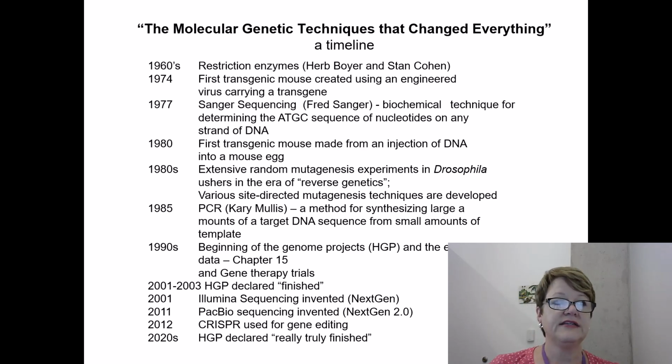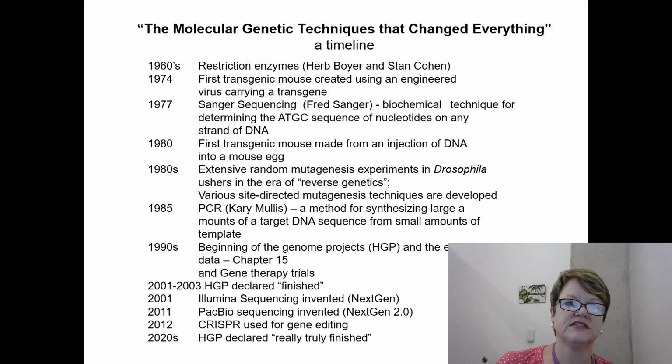In the 1990s, that was the beginning of the genome projects. So they were still using the Sanger sequencing, but there were some improvements on the Sanger sequencing. They had been able to replace the radioactive materials with fluorescent materials, so they weren't dangerous. And the way that the sequencing was done was a little more streamlined and a little more computerized.